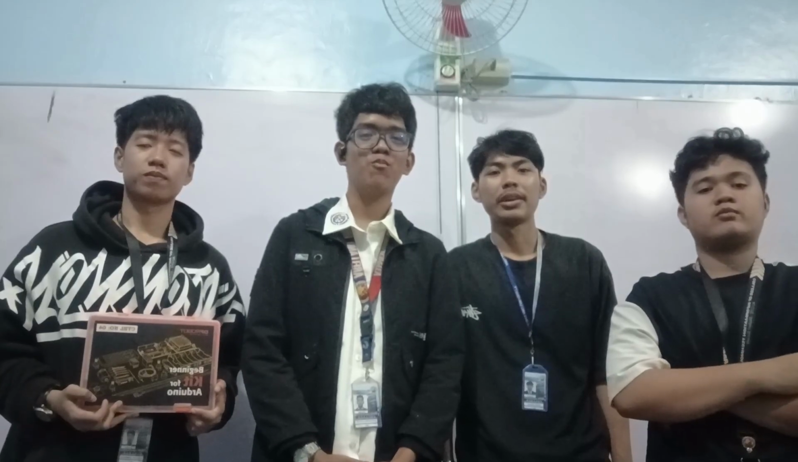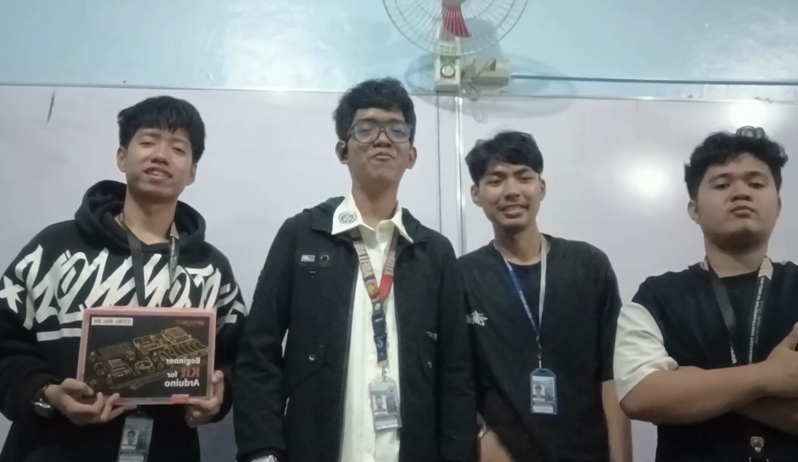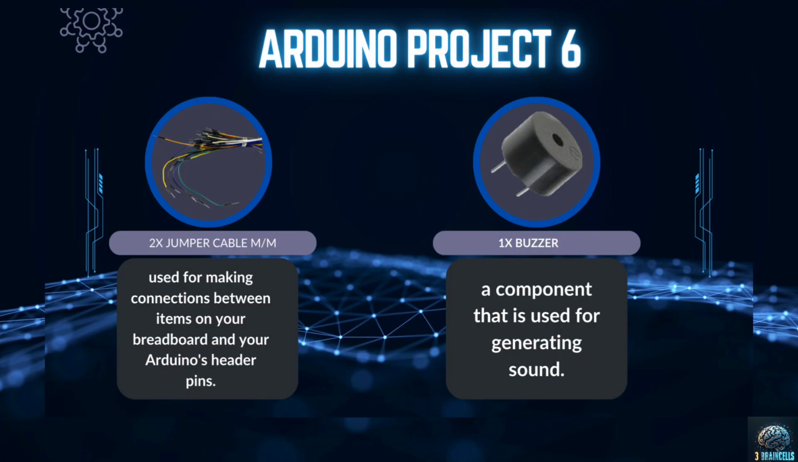Brain Cells presents Project 6: Alarm. The material list is jumper cables, 2, and buzzer, 1. The tone function sends frequency to the buzzer, producing sound. To generate sound using tone and exploring analog output.